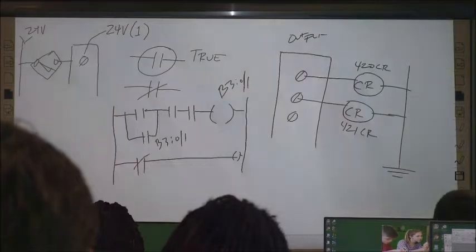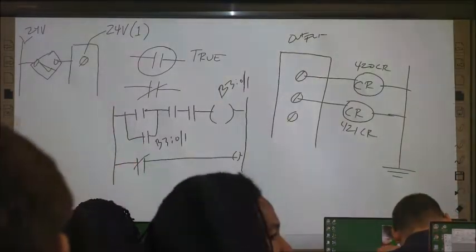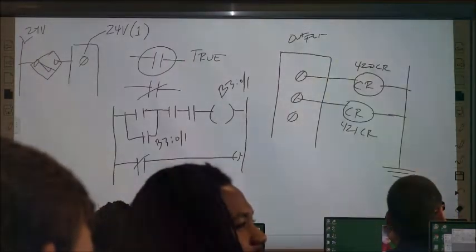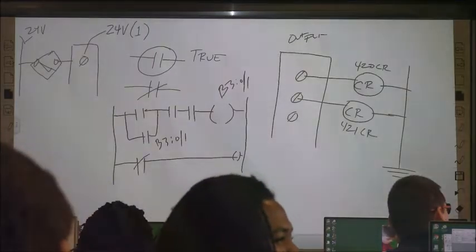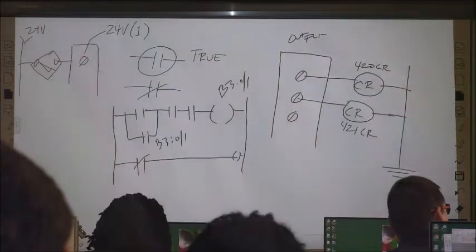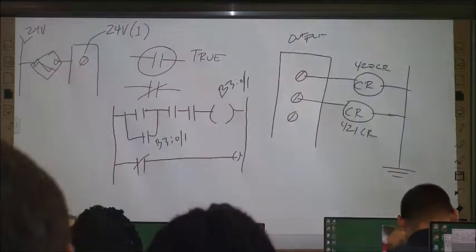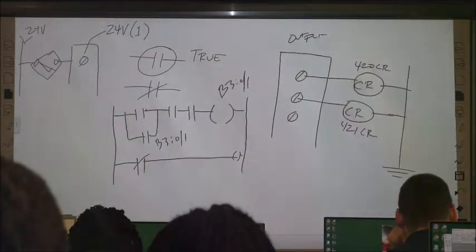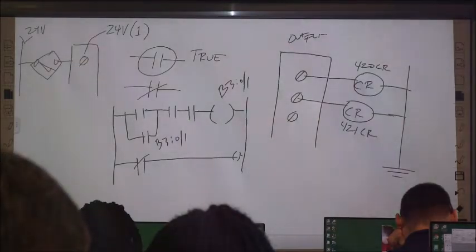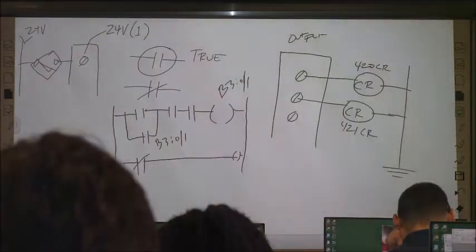What's the Boolean equation? Where are we at? Parentheses A plus B, parentheses C. Let's get it right on the board. Say it again. Parentheses A plus B, close parentheses, open parentheses, C times D, close parentheses equals 1. You got that on the board?